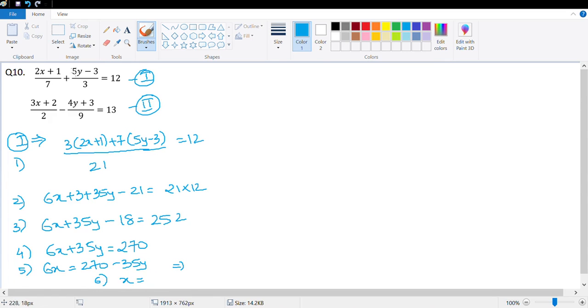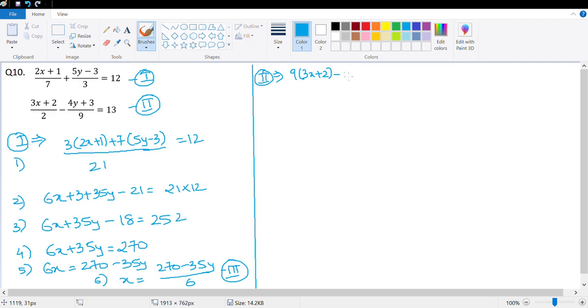That's step 5, which means step 6 will be x is equal to, let me erase what I have written here. Okay, x will be equal to (270 minus 35y) upon 6. Let's call this equation number 3. So we've got the value of x as (270 minus 35y) upon 6. Let's work with equation 2 and see what we get. So let's take LCM. LCM of 9 and 2, that's 18. So 9 times (3x plus 2) minus 2 times (4y plus 3) upon 18 is equal to 13.